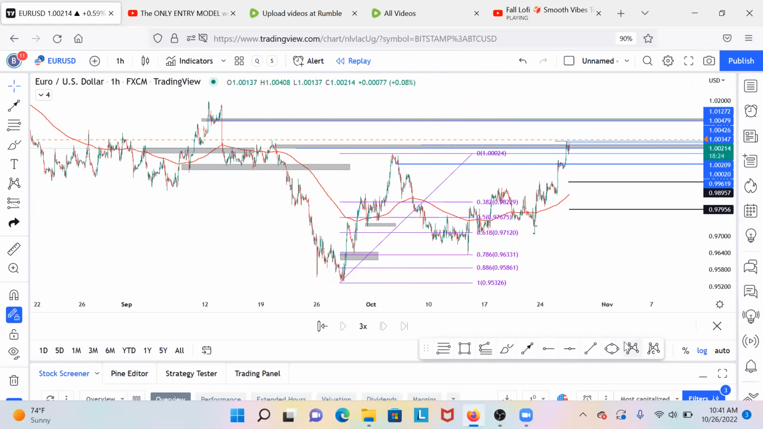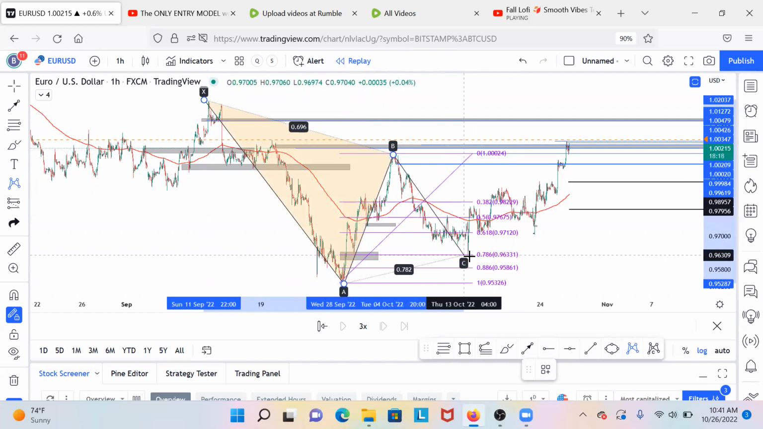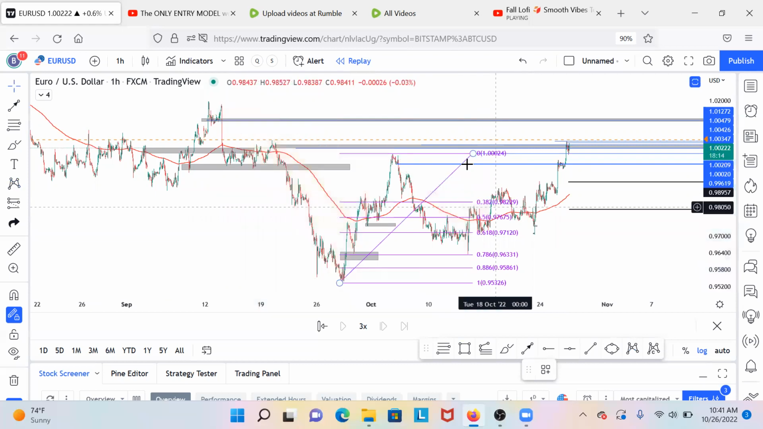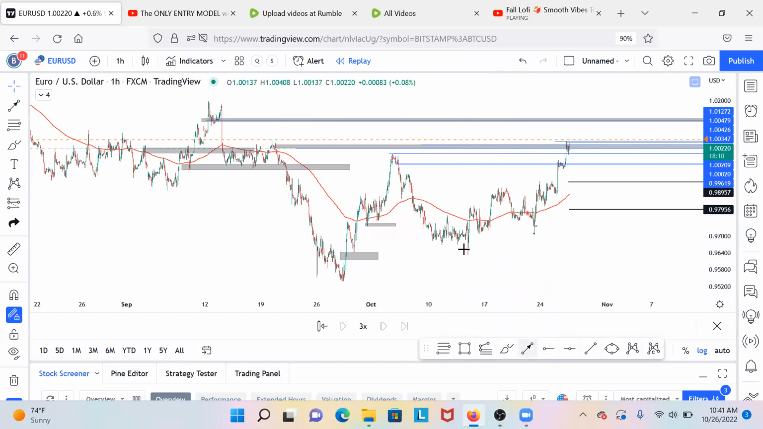So now I have my X leg, I have my A leg, I have my B identified, and I have the C leg identified right here, right? So I have all of those levels identified. So now how do we get involved in that trade? It's all about being patient and waiting for the market to complete this pattern.